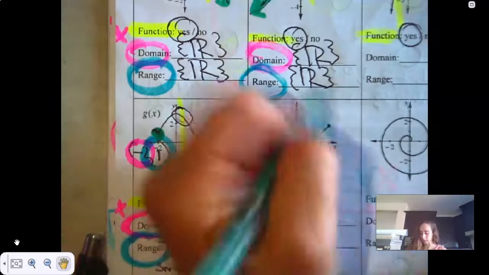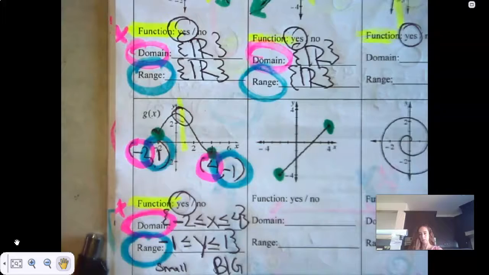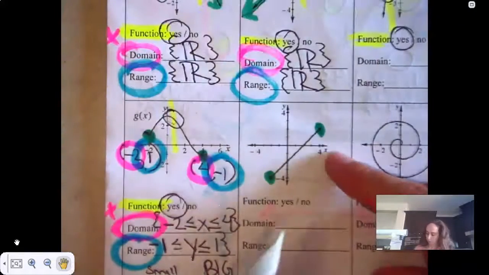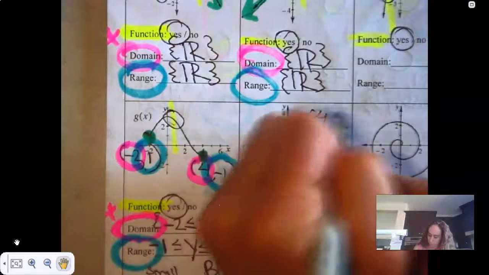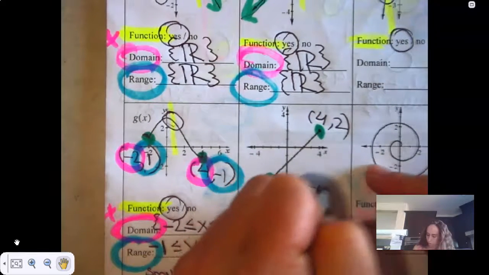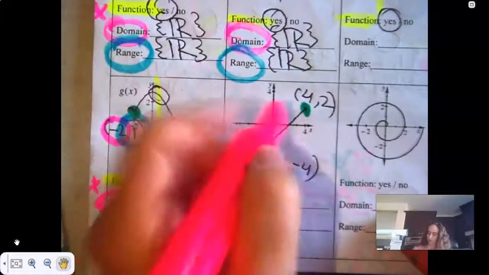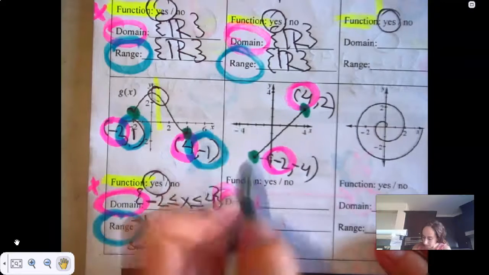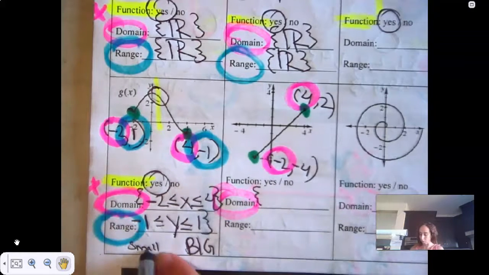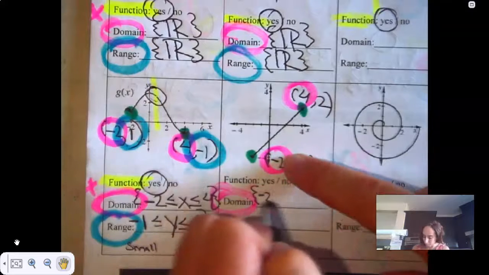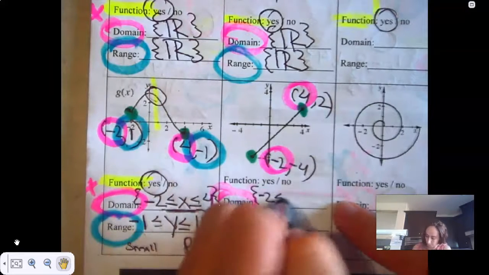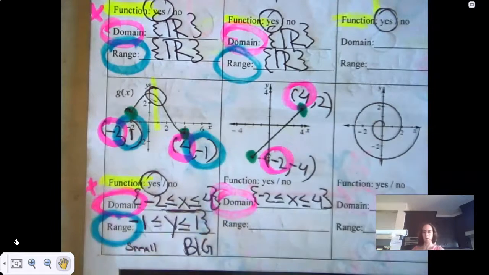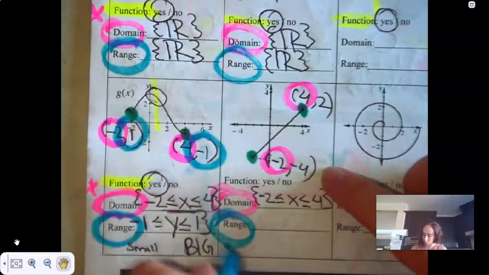I see a dot like this and a dot like this. Okay, is it forever? Nope. So I take the points, 4, 2, -2, -4. And I look at my domain. Domain is my x. So I do set notation, and I have to do the small first. So small, less than or equal to x, less than or equal to 4. Set notation. I do my range. Range is my y.